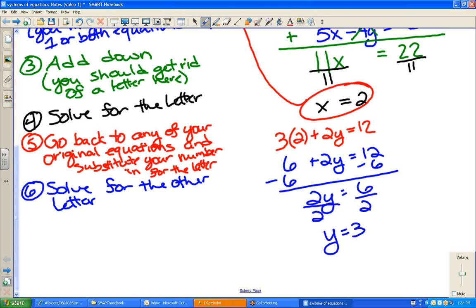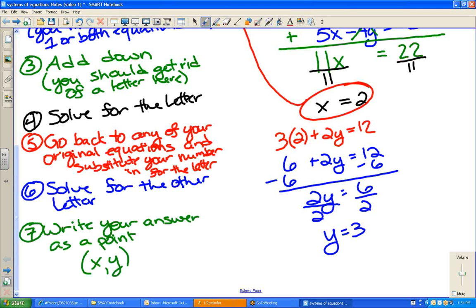Great. I've now got an x and a y. Those are the 2 variables I have. So the final step is write your answer as a point. So my answer, my x was 2, y is 3. And that is what we are going to be doing in a few more examples, and I'm going to break them up into separate videos so that I can say them a little easier.